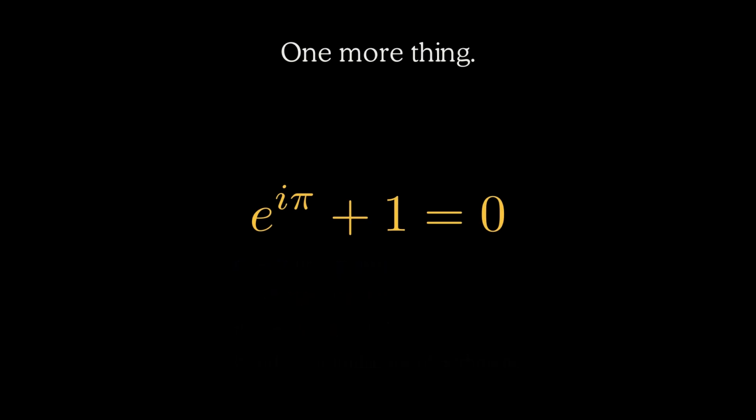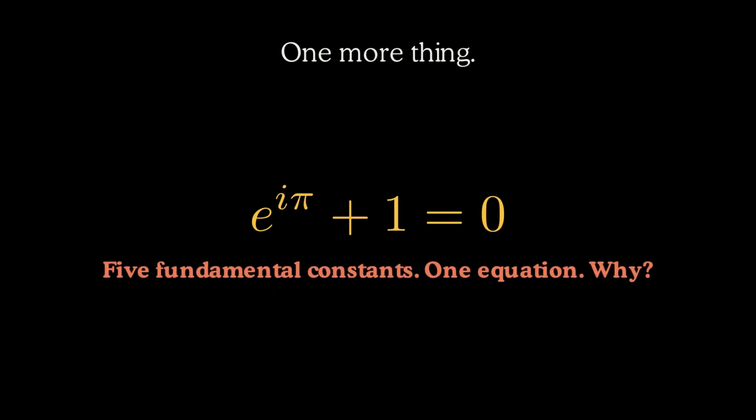All connected in a single exact equation. Why? Why would the number that governs growth be related to the geometry of circles and the square root of -1? That's not obvious, and honestly, following the answer to that question is where imaginary numbers become unavoidable.